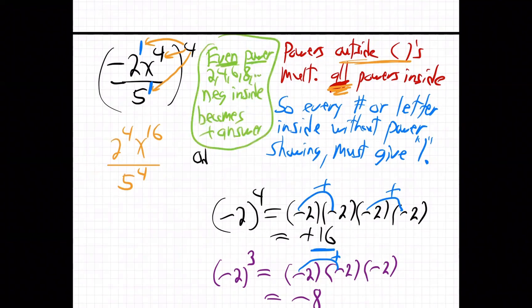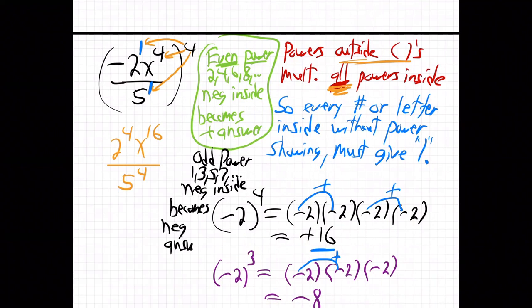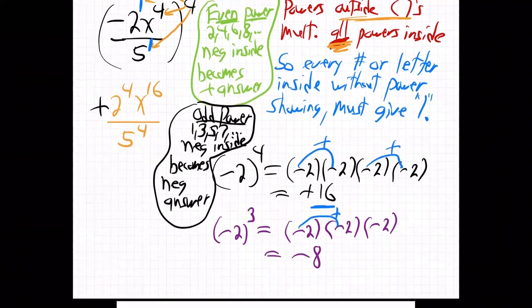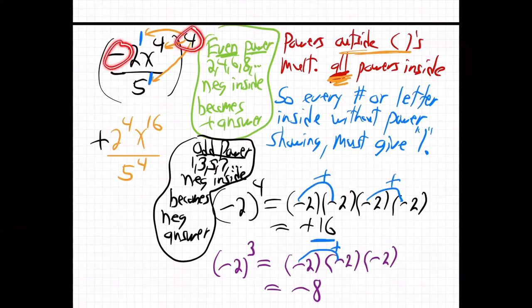But on the other hand, if you have an odd power, like 1, 3, 5, 7, etc., the negative inside becomes a negative answer. You tracking with me? So it's all about the power being odd or even, because an even amount of negative signs, so this one's going to end up positive, isn't it? So you don't have to put a plus sign there. You can just leave nothing there, and it means positive automatically. I'm just putting it there to be extra clear since I'm teaching you. But if I was doing this problem on my own, I would just put no sign there, which means positive. Four negative signs is positive. You have an even power, the negative inside becomes a positive answer.